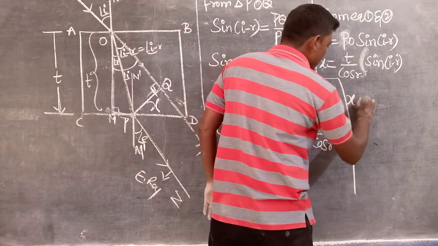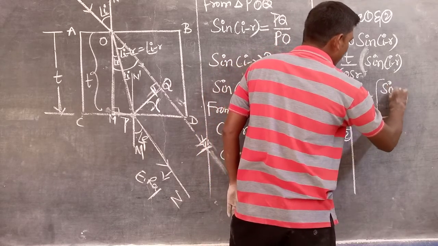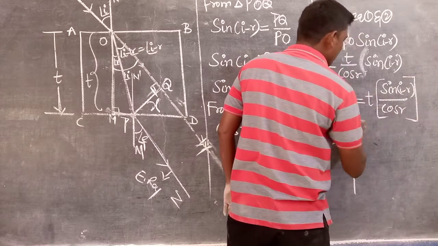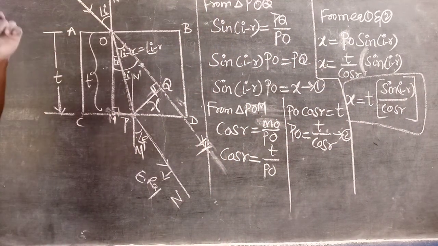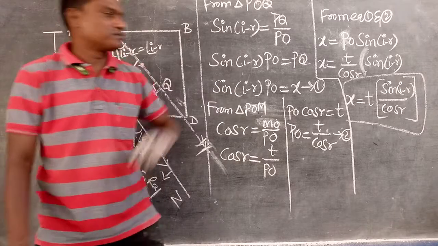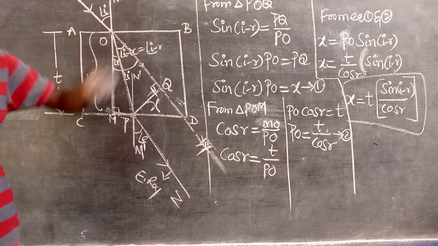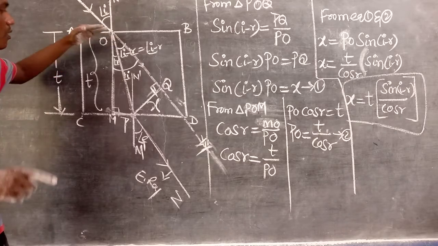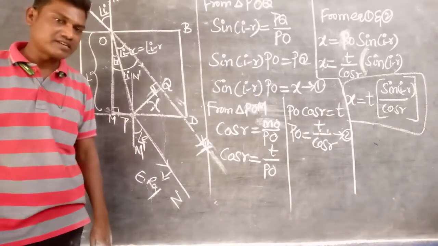So simply we can write X is equal to T into sine of I minus R upon cos R. This is the formula, either this one or that one. That is the formula of lateral shift or lateral displacement produced by the body. Here X is the lateral shift, T is the thickness of the glass slab. From that formula we can find two physical quantities: one is the thickness of the glass slab, another one is the lateral shift or lateral displacement.